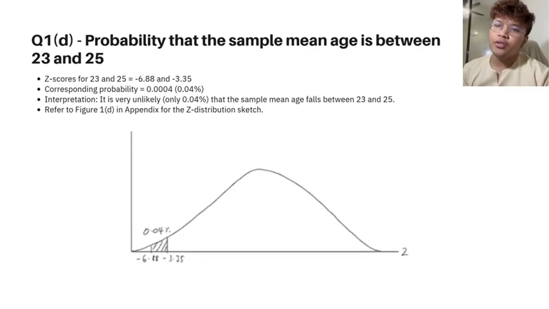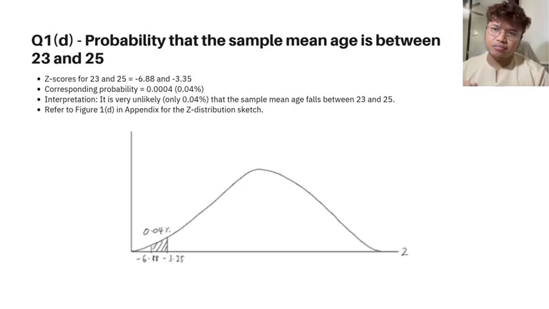Okay, now let's move on to question 1D, which asks about the probability that the sample mean age falls between 23 and 25. To answer this, we converted the raw value to Z-score. For the values 23 and 25, the Z-scores are extremely low, which are negative 0.88 and negative 3.35 respectively. Using the standard normal distribution, the probability corresponding to this range is only 0.0004 or 0.04%.